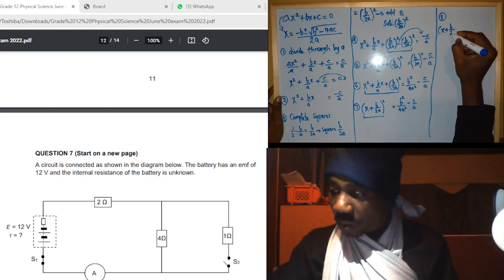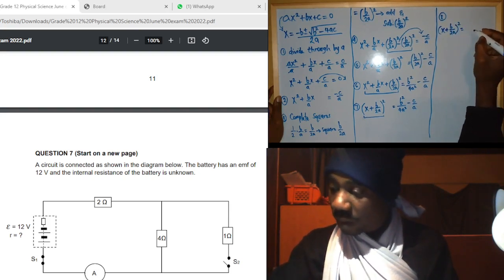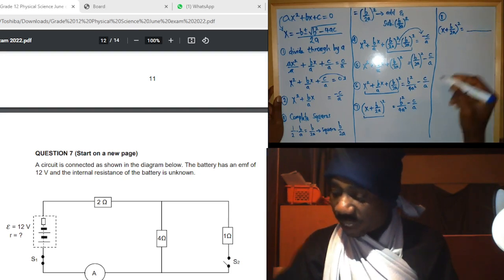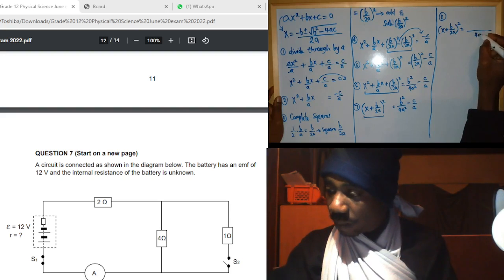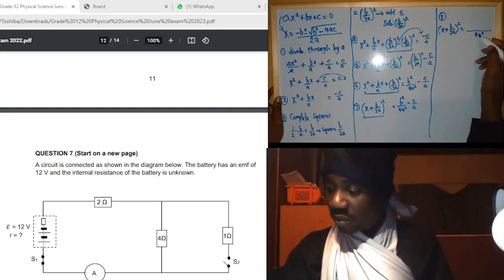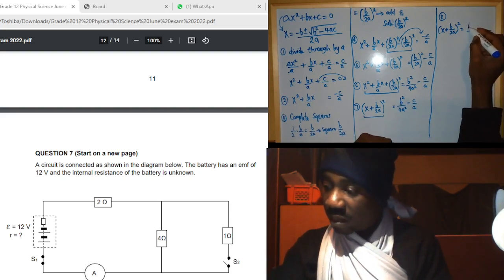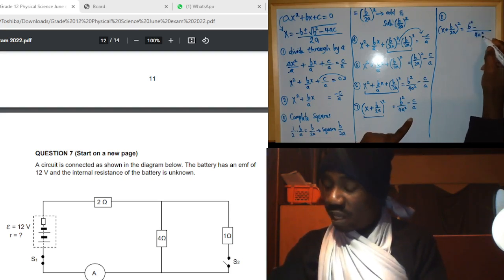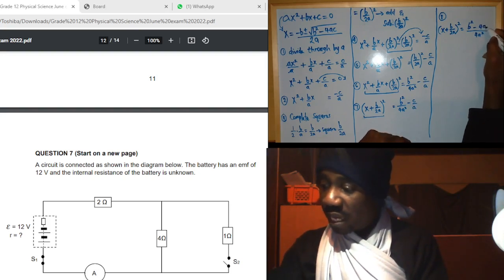Plus b over 2a all squared equals, we can simplify this. So the LCD here is 4a squared. Now 4a squared divided by 4a squared is 1 times b squared. That gives us b squared. Then minus 4a squared divided by a is 4a times c, 4ac.